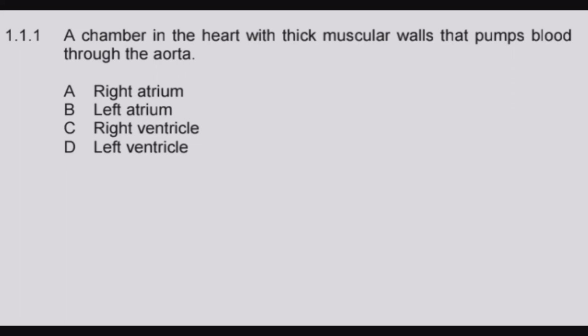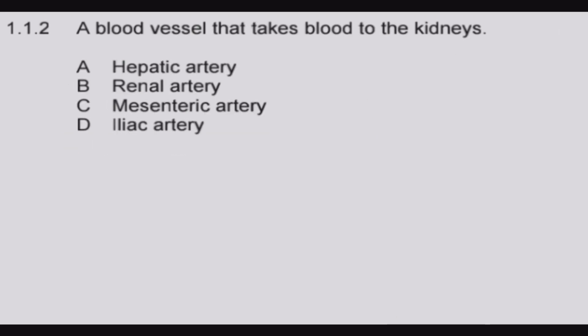A chamber in the heart with thick muscular walls that pumps blood through the aorta is... okay, so what do we call a chamber that pumps blood through the aorta? The chamber that pumps blood through the aorta is the left ventricle. Left ventricle. A blood vessel that takes blood to the kidney is the renal artery. Renal artery. So the correct answer is B.